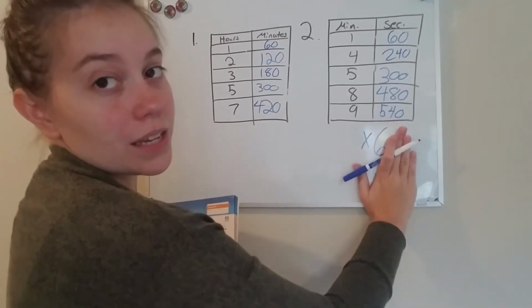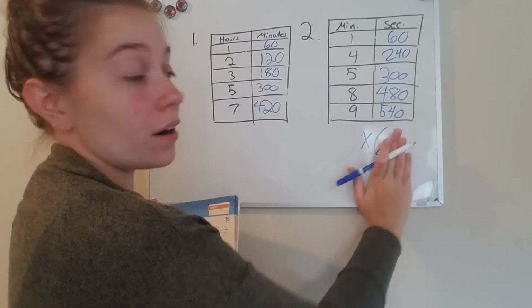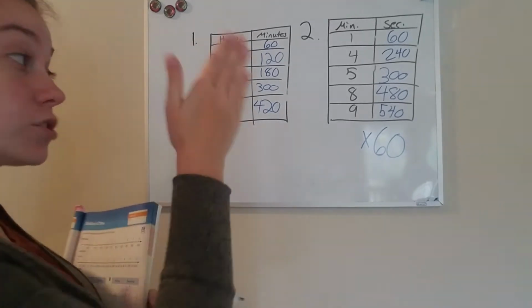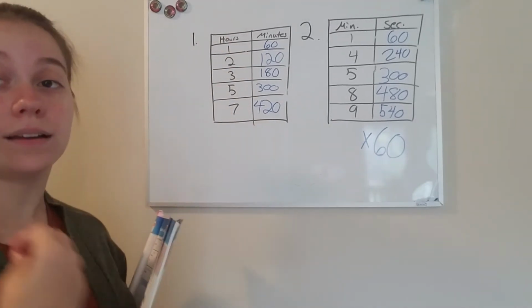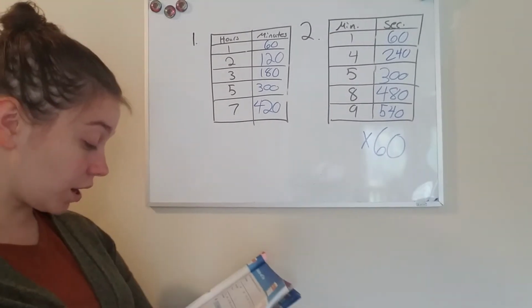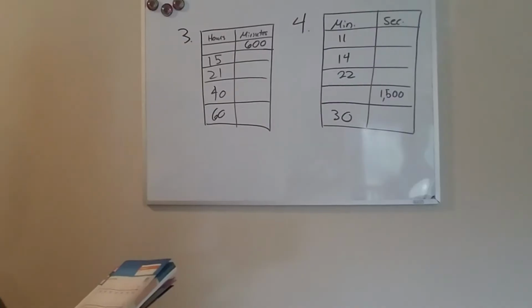What's 9 times 6? 54. And then we add our 0. Okay, so that's 2 different ways. And it works for this too because it's the same rule that we multiplied by 60. Okay? All right, so get ready to look at our third chart.